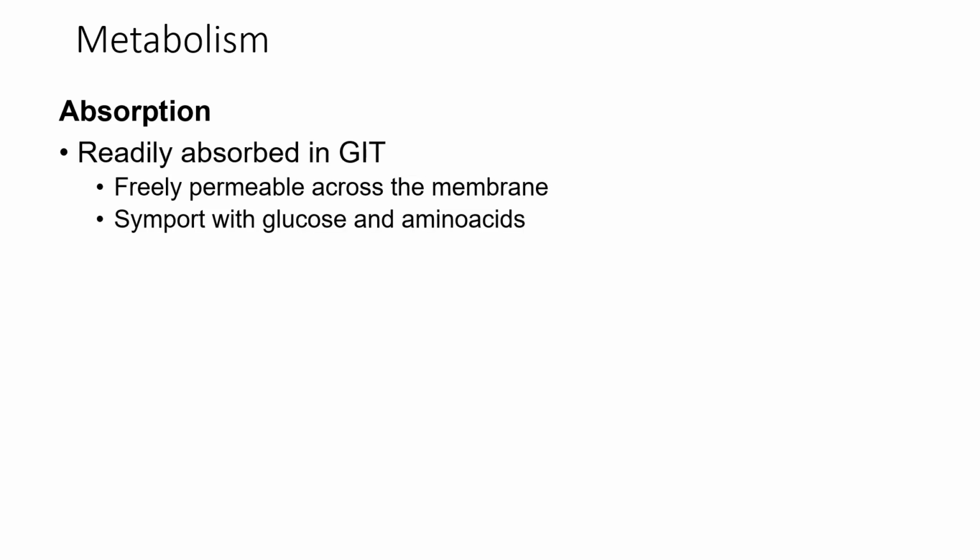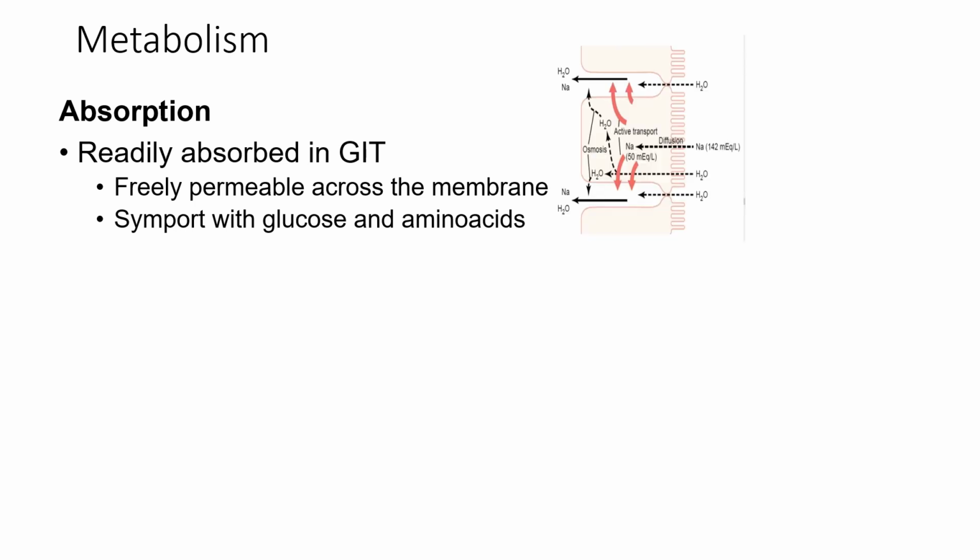Metabolism of sodium. Sodium is readily absorbed in the gastrointestinal tract. There are two mechanisms which operate in the GIT. One is diffusion, as the membranes are freely permeable for sodium. So one mechanism is through diffusion, by which sodium is absorbed in the GIT.